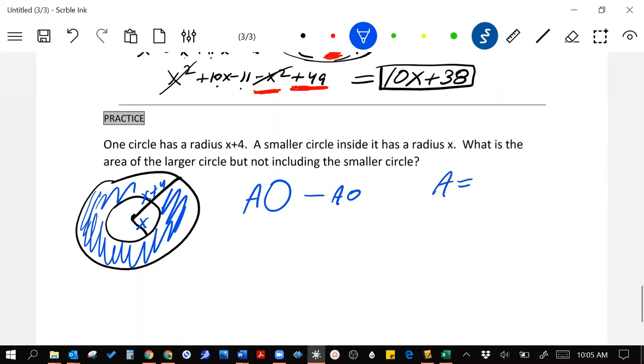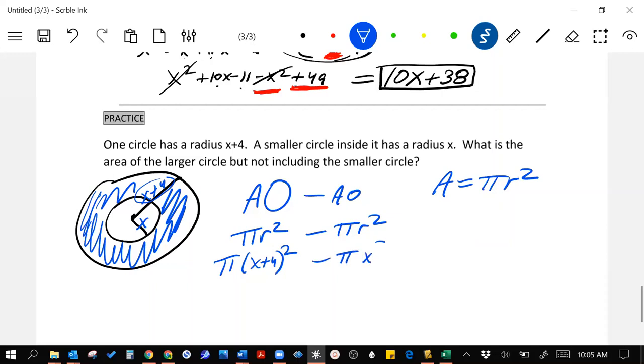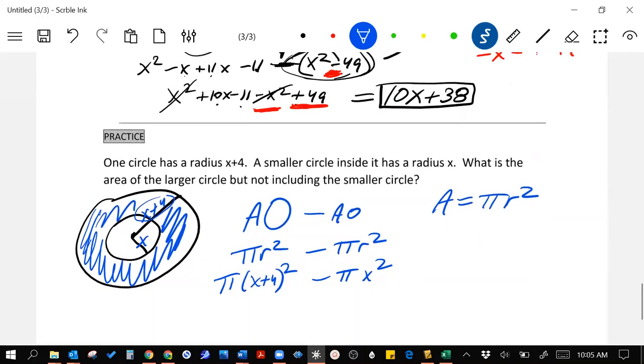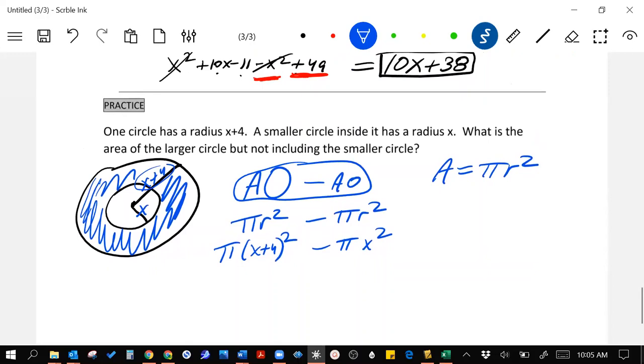And area of a circle is pi r squared. So what we're doing is pi r squared for that one minus pi r squared for this one. So we know the radius is x plus 4. That's pi (x plus 4) squared minus pi x squared. Okay. See how I set this up where I'm trying to make sense of what it is that I'm doing. The area of one, take away the area of the other, put the formula in for them, and then I plugged in the thing for it. And this problem allows us to practice our skills.